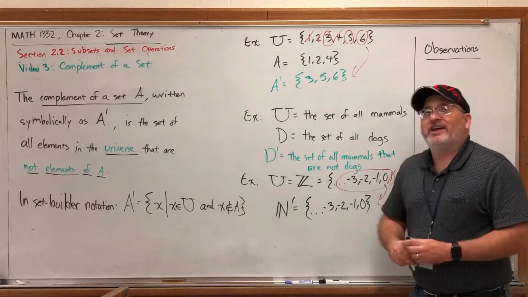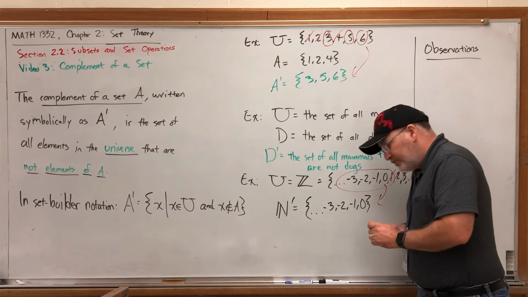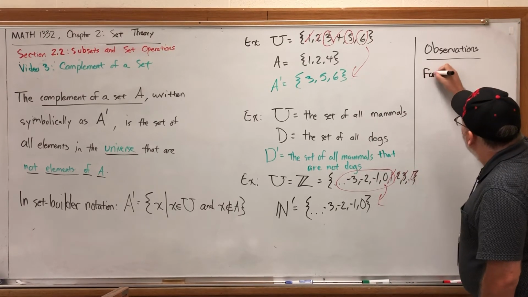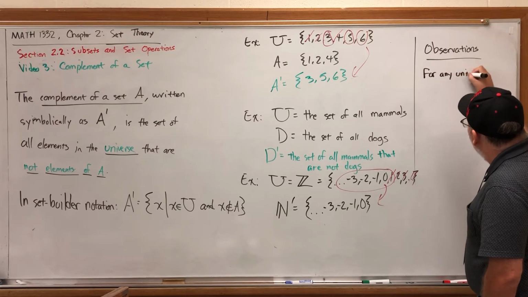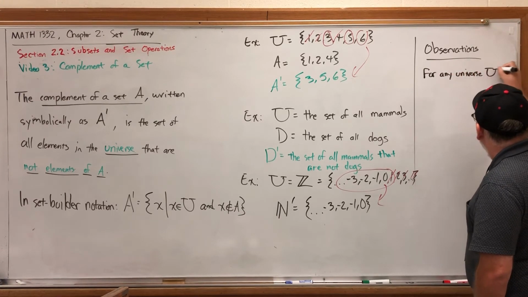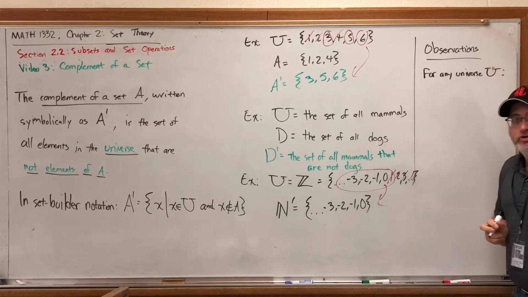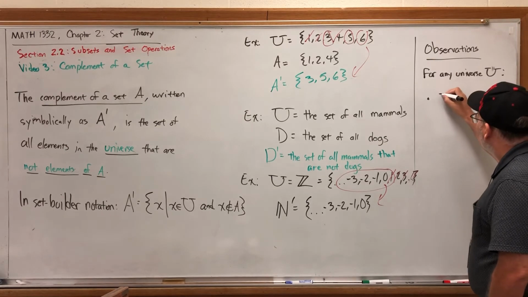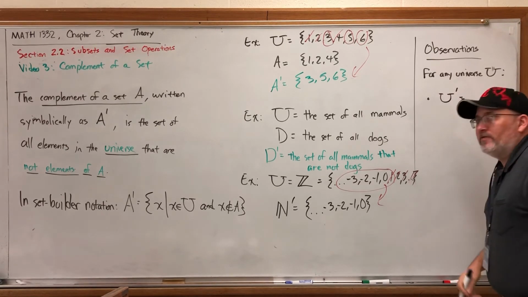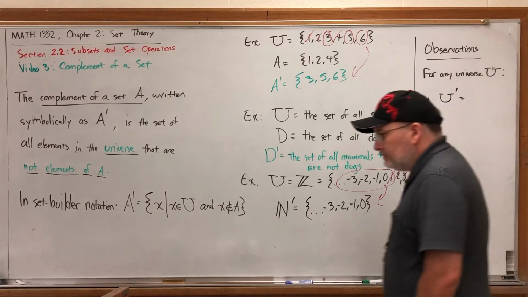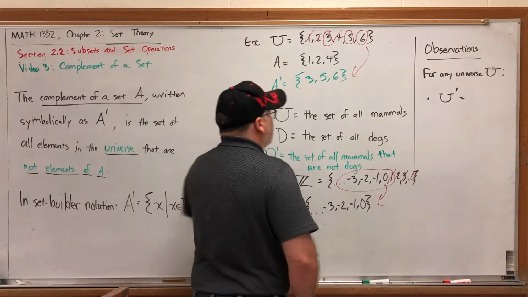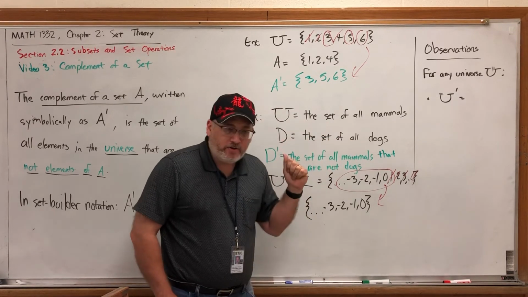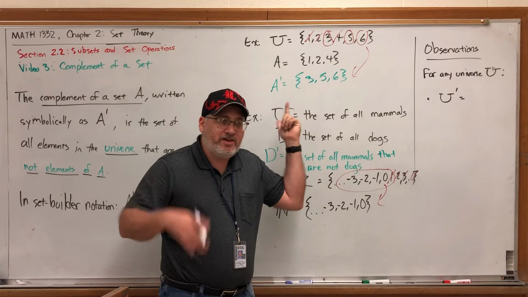There are 2 observations I'd like to make about complements before we wrap up this particular video. For any universe U, there are 2 statements we can always say are true. The first statement is, what do you get if you take the complement of the universe? Think about it in roster form. If we listed the whole universe, we would find the complement of the universe by going to the universe and crossing out everything in the universe.